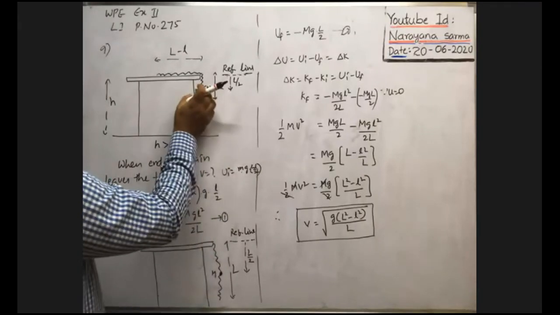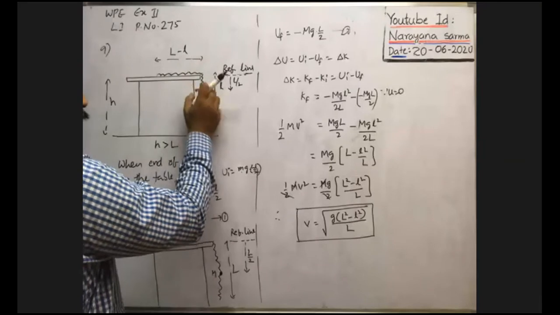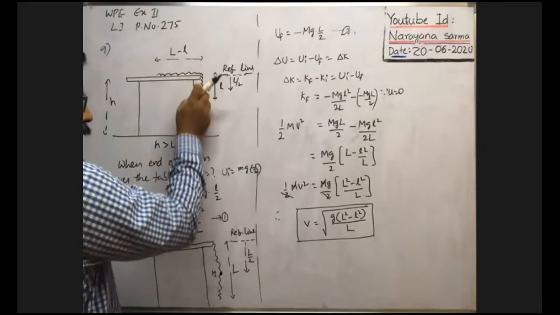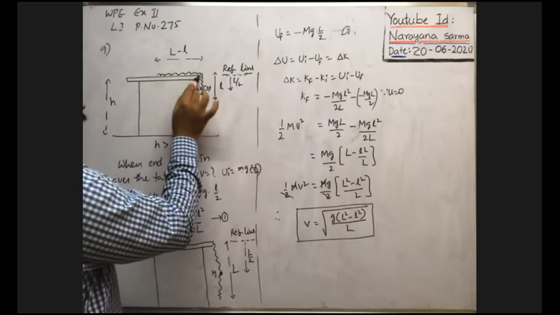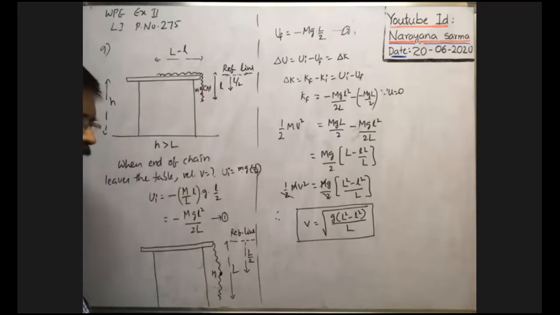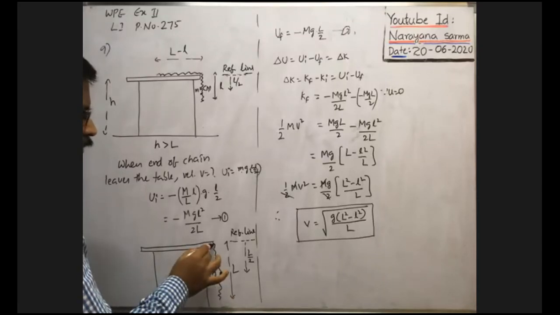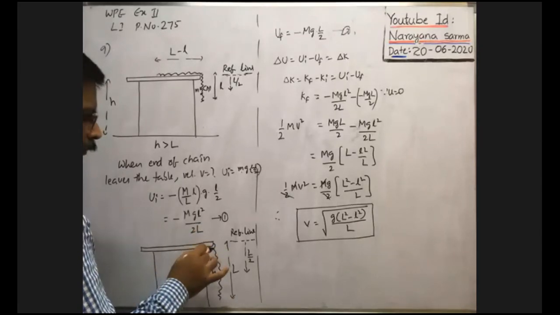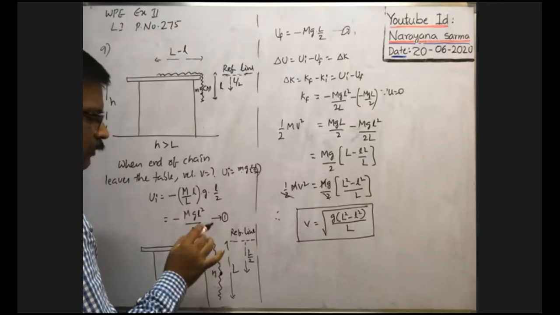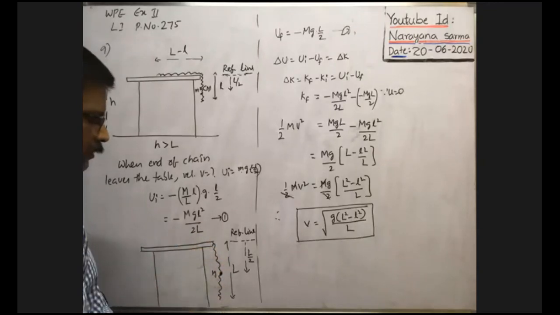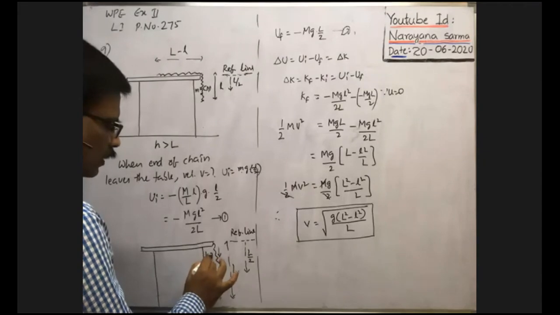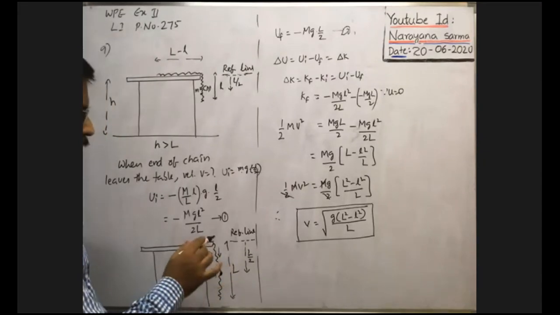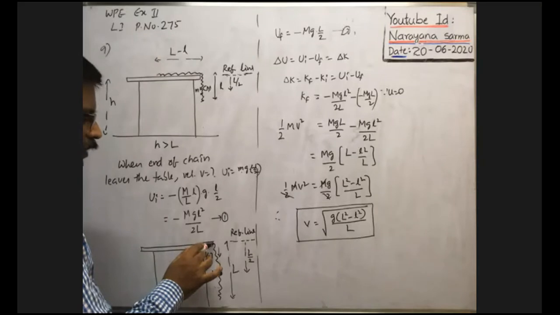Whenever, because of the weight of the hanging part, the chain comes down, sliding down, at the instant when the last edge of the chain leaves the edge of the table, the position of the chain is like this. So at this instant, what is the speed they asked? Speed v is equal to question mark. That is the question.